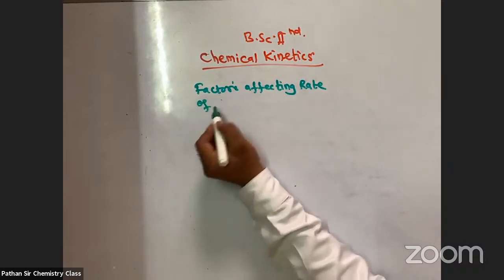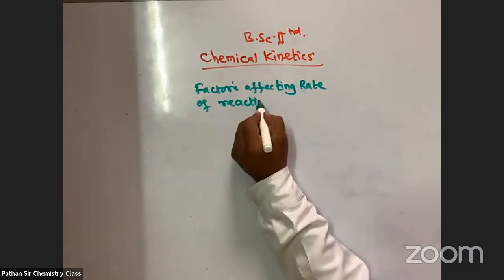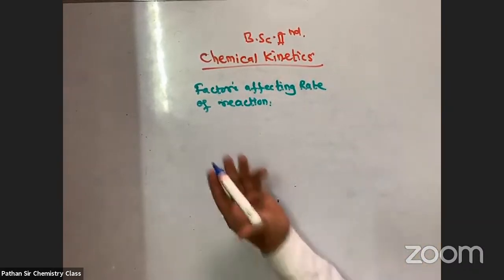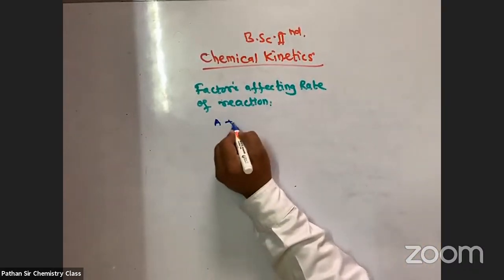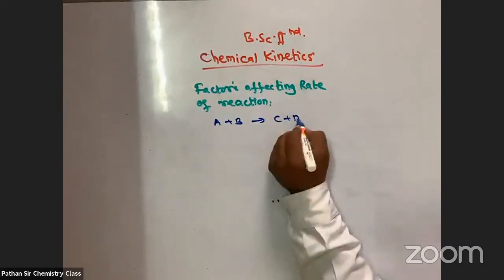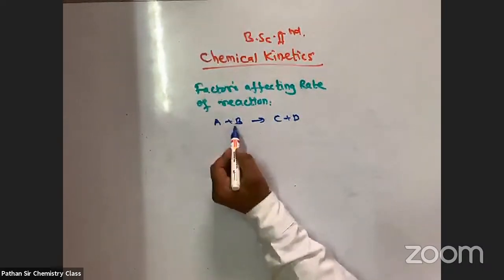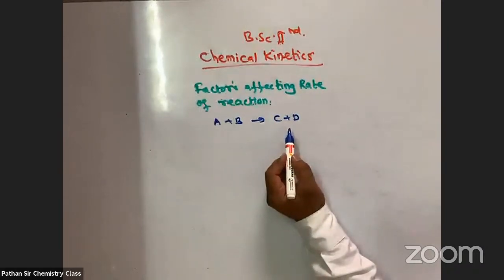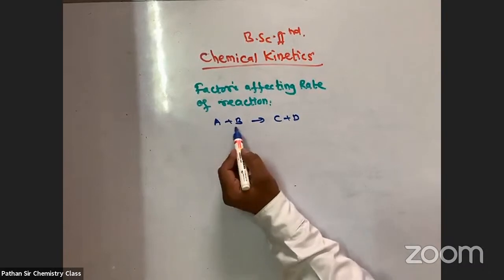Factors affecting rate of reaction. See, now say A plus B gives C plus D. Now you have A and B as reactants and C and D are products. Now what happens? If you increase the concentration of A and B, the rate of reaction increases. If you decrease the concentration of A and B, the rate of reaction decreases. So the first factor that affects rate of reaction is concentration.